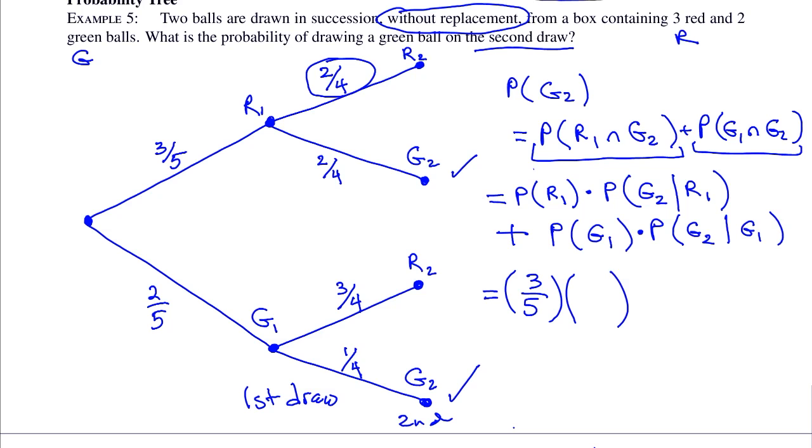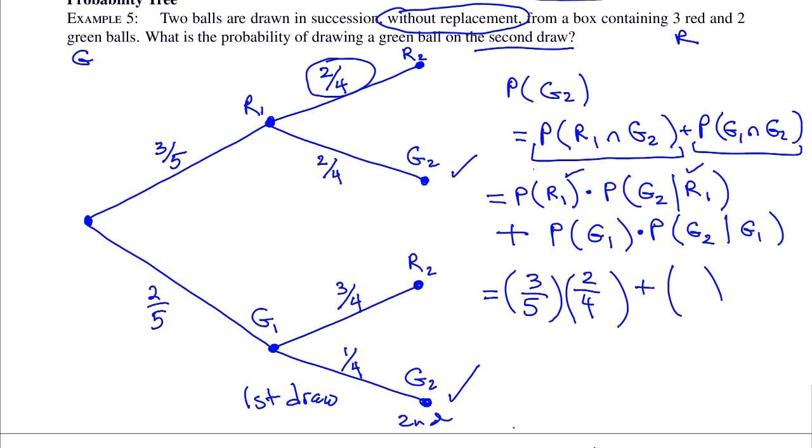What is the probability that the second ball is green, given that the first ball was red? It is 2/4. So you go down the path where you are given that the first ball was red. And then how do you get to second ball being green? Green 2? It's 2/4.